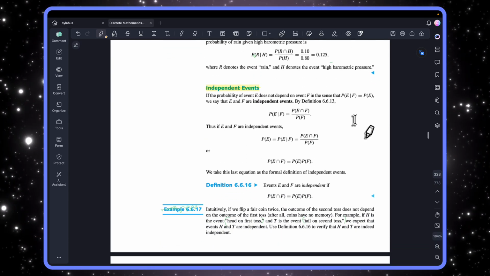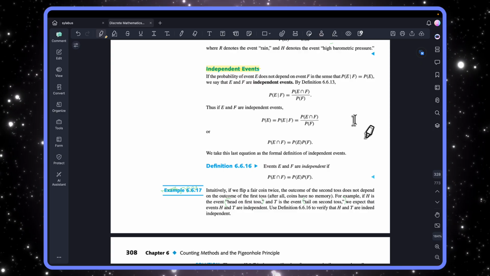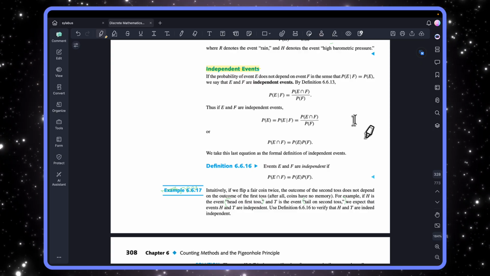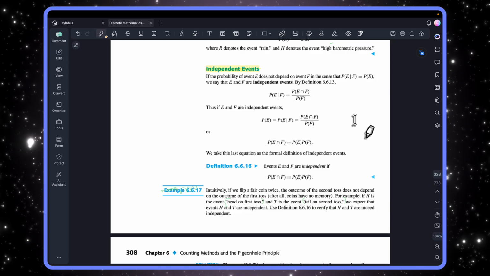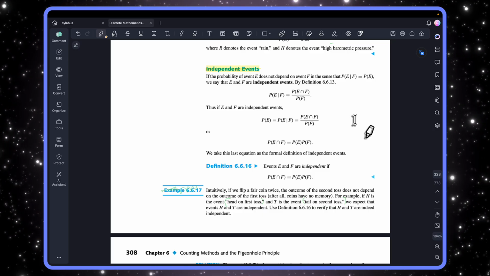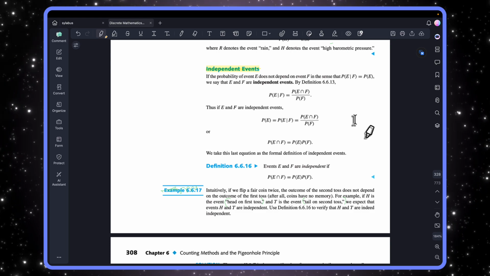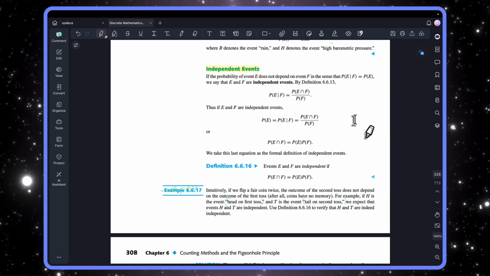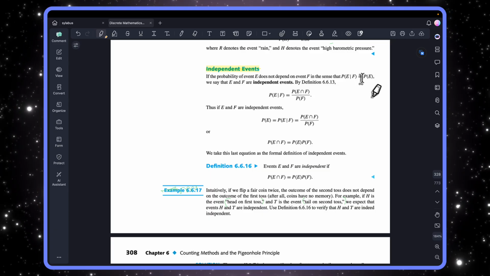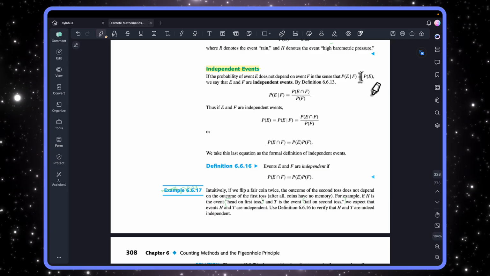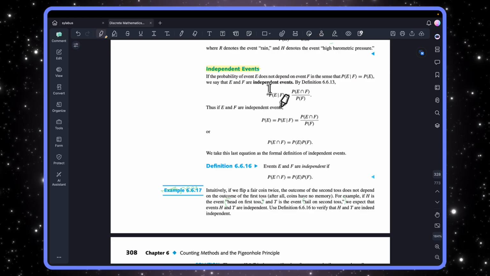Okay. So, all right, now let's talk about independent events. So what is an independent event? Well, if the probability of an event E does not depend upon event F, so if 2 events don't influence the probability of the other, in the sense that the probability of E given F is the same as the probability of E, then we say that E and F are independent events.